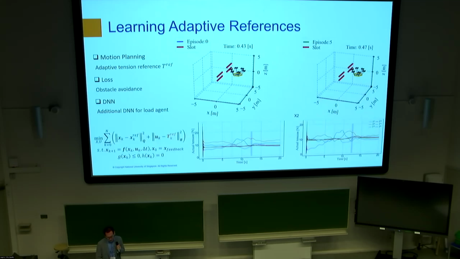Right. Our last simulation is about the adaptive reference. Here we want to control the multi-delivery system to pass through the two slots. During this process, the curators have to spread to lift the load. And here we are learning the tension references.